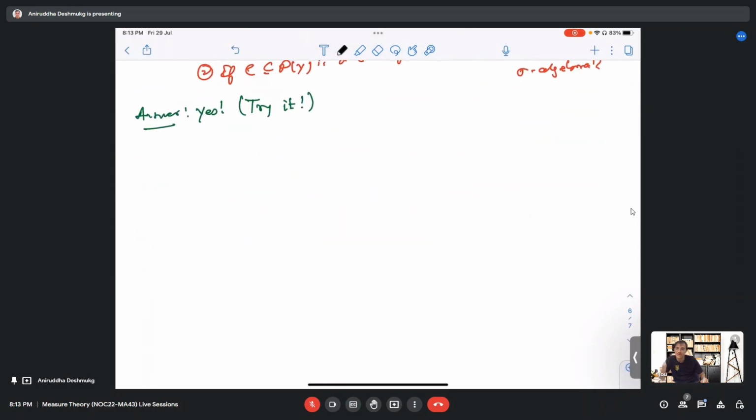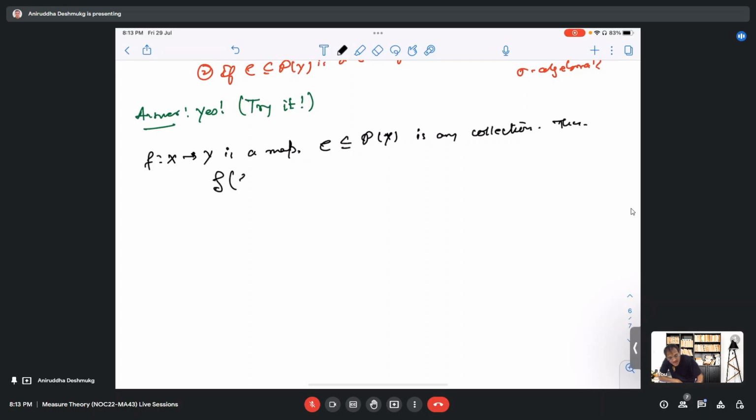Okay. Now, before ending, let me give one more result that I would like to share. Again, f from X to Y is a map, and C is any collection. We don't really require a semi-algebra, but let us take any collection. Then the sigma algebra S generated by F inverse C is the same as F inverse of the sigma algebra generated by C. Can you prove this? Just give me some ideas to prove it, and then you can fill the gaps by yourself.